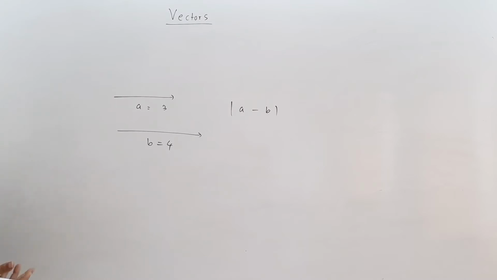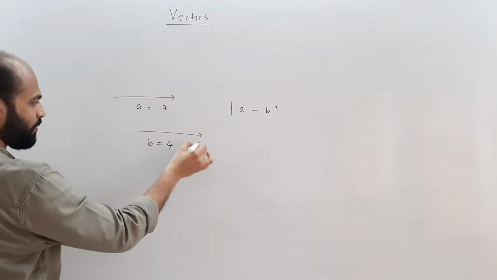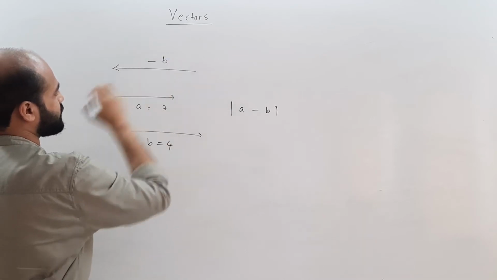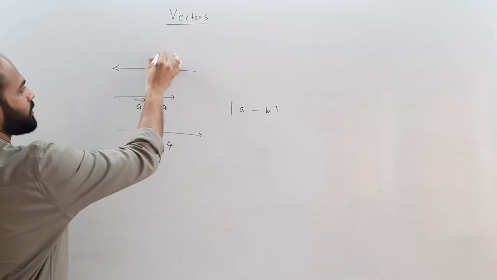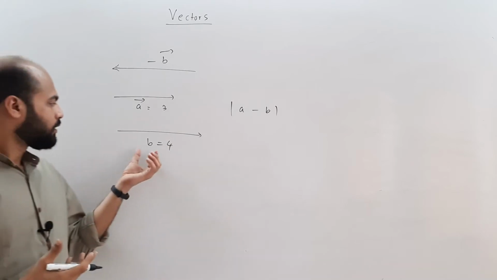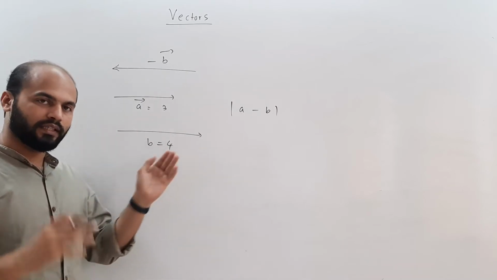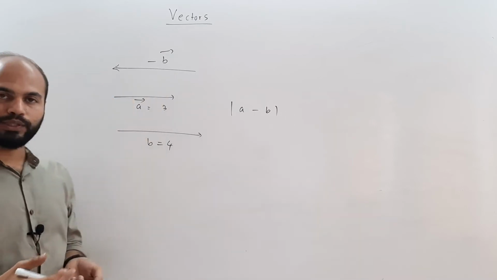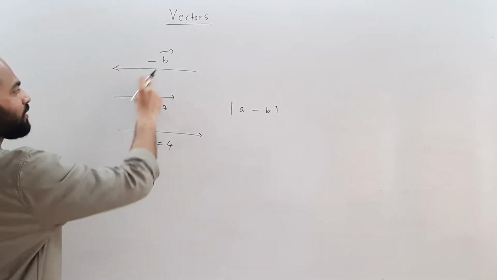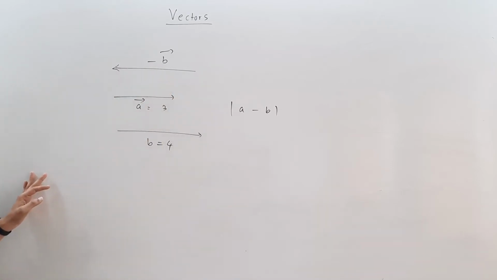Now a bar minus b bar would be like, if this is b bar, then minus b bar would look something like this. So this would be a and this would be b, because in the last lecture we spoke that if this is b, then the negative of this vector will be exactly opposite. So a minus b would be something like this. And now you can see that the angle between the two is already 180 degrees.